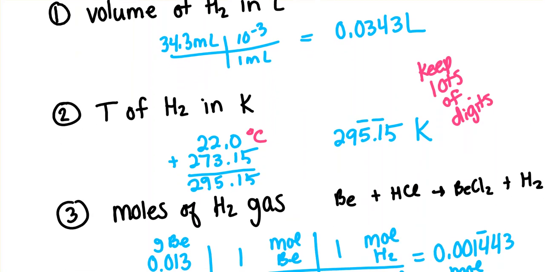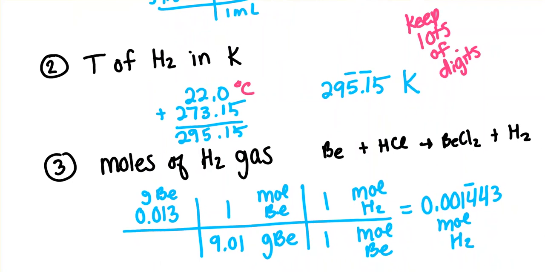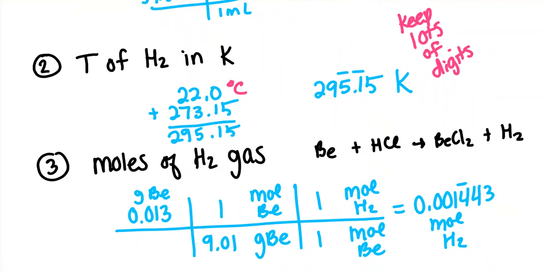So next I need to figure out my moles of gas. This is basically stoichiometry, because we know how many grams of this metal we used. We can predict how many moles of hydrogen were made. And we don't have to go to grams, because what we're really looking for is n in the ideal gas law, PV equals nRT. We need that n. So anyway, just stoichiometry.